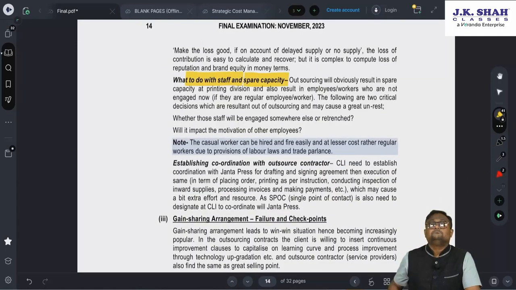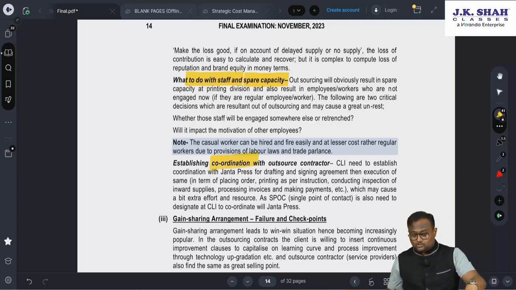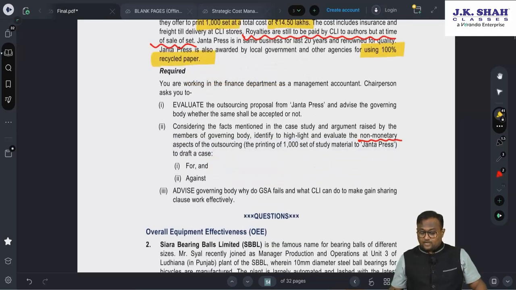If I outsource, my staff will be idle. And sometimes even for idle time they will be paid for, plus there will be spare capacity, so it's a criminal wastage of resources. What have you planned to deal with such things? And finally, how much is your coordination? My point number 3 is asking me, advise governing body, why do gain sharing agreements fail? And what can CLI do to make gain sharing agreement work effectively?